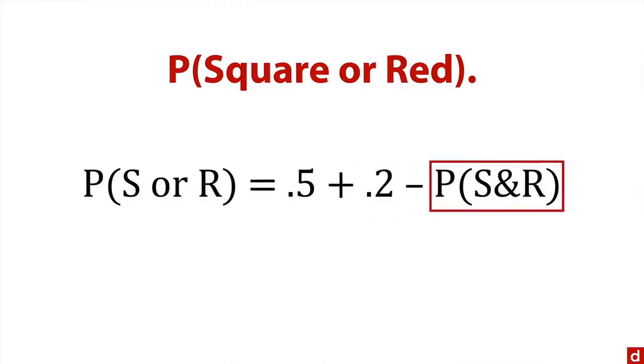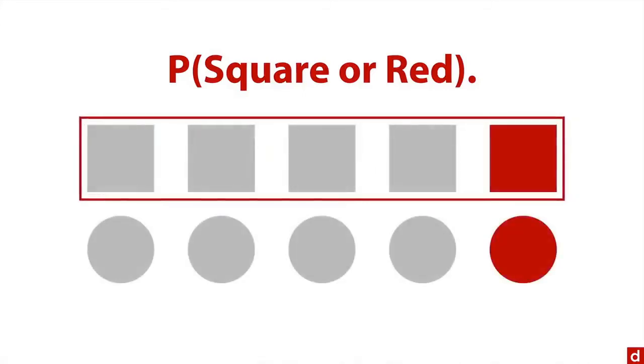Now the trick is the overlap between these two categories. Do we have anything that is both square and red? Because we don't want to count that twice. So we have to subtract it. So let's go back to our sample space, and we're looking for something that is square.